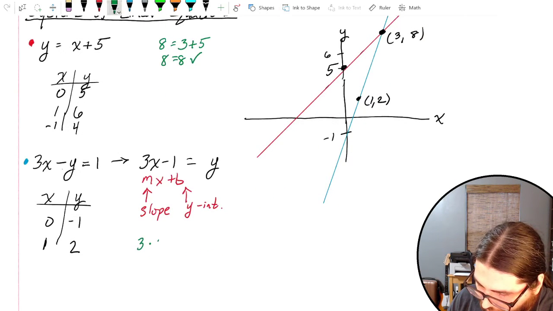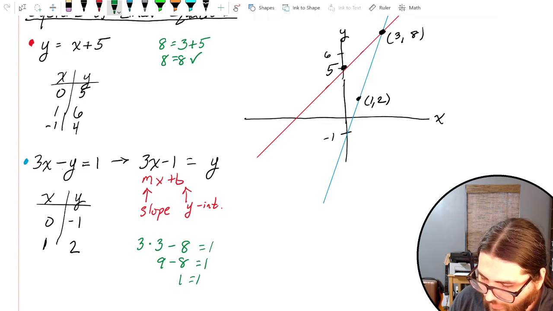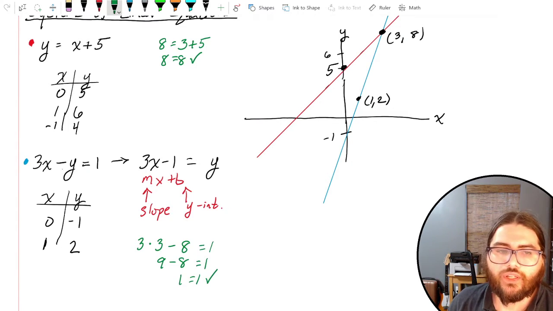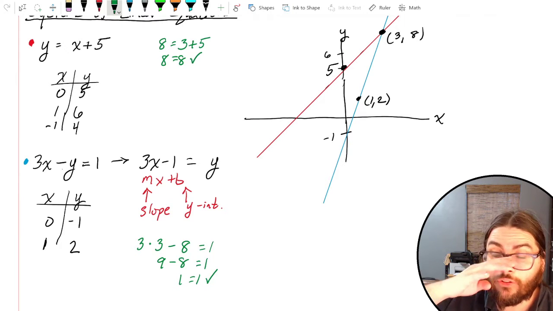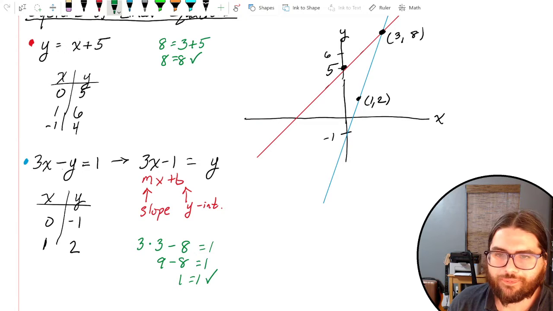3 times 3 minus 8 equals 1. That's 9 minus 8 equals 1. That is a solution to the blue equation. So I'm not lying to you. We can verify this solution is correct.